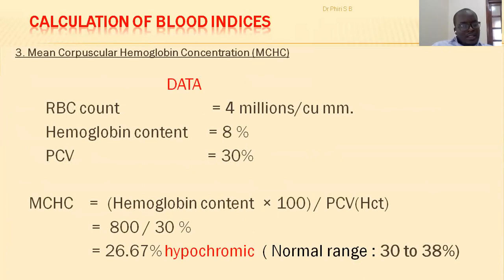So how do you calculate it? There's a formula. MCHC is equivalent to hemoglobin content multiplied by 100 divided by PCV. If your hemoglobin content is 8% or 8 grams per deciliter, 8 multiplied by 100 will give you 800. Your PCV is 30, so 800 divided by 30 will give you 26.67. So 26.67 compared to the normal range. The normal range is between 30 and 38. So 26.67 is reduced. So it's hypochromic.